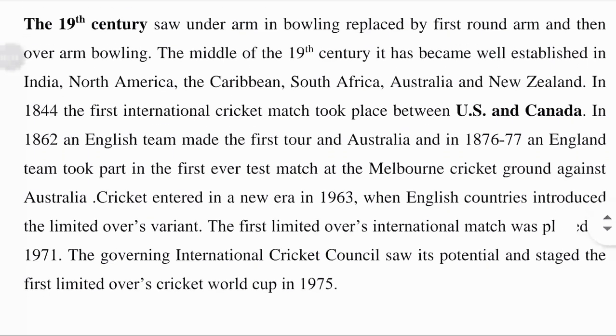The 19th century saw underarm bowling replaced by first round arm and then overarm bowling, which means cricket was developed globally in the 19th century. Later in the 19th century, American teams sometimes competed against British and Canadian teams.